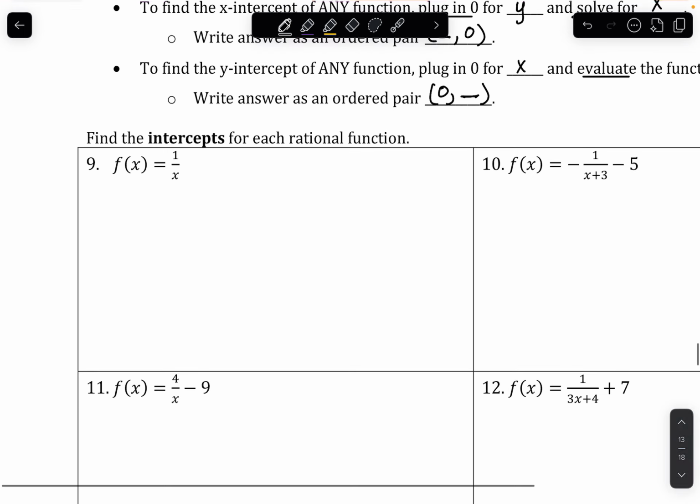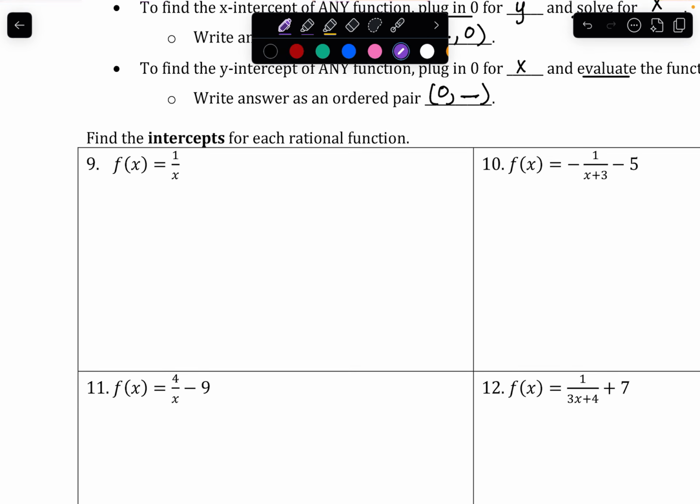Okay, and so to find the x-intercept, we're plugging in y equals 0. And so that means the left side of my function is 0.